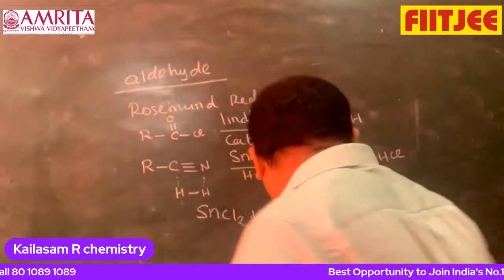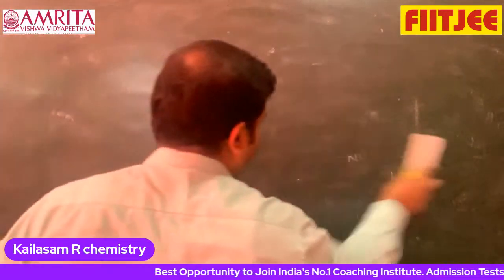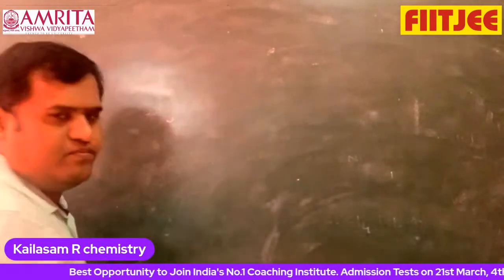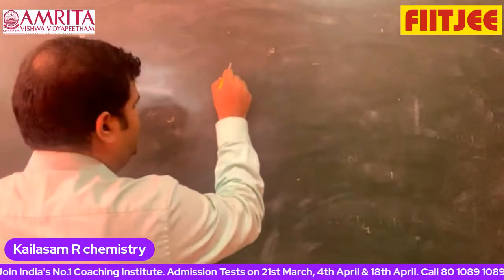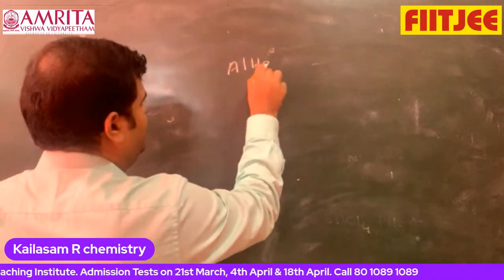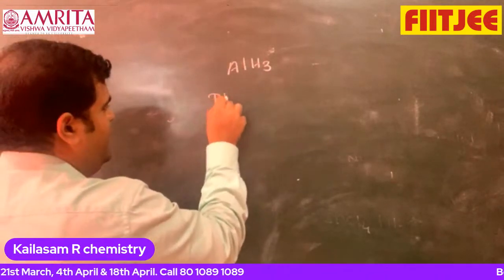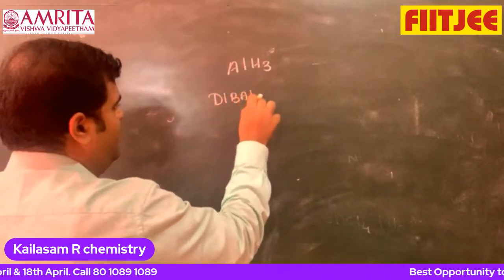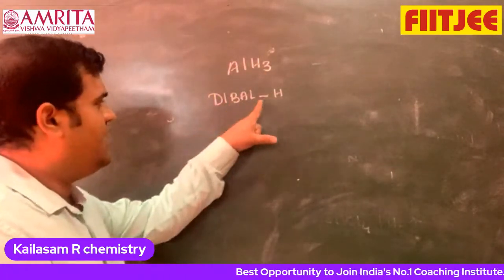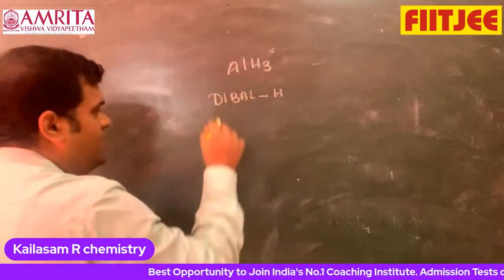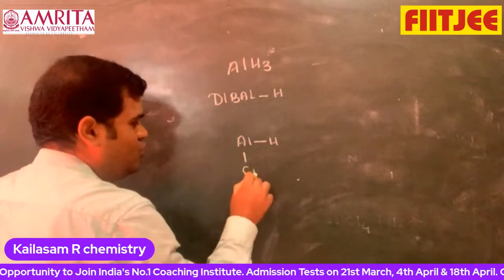Look at that. First, we'll see the DIBAL-H structure. I told you, diisobutyl aluminum hydride. Let me take a simple example: AlH3 is called aluminum hydride. Now I'll write DIBAL-H, diisobutyl aluminum hydride. How? Look at this. AlH, and I'm introducing the isobutyl groups.